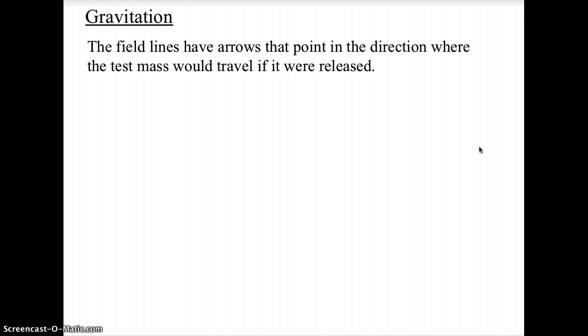The field lines have arrows that point in the direction where the test mass would travel if it were released. So here's my source mass. If I put a test mass right here, it would travel this way. If I put a test mass here, it would travel that way. If I put it here, it would feel a force pulling it in toward big M. So it'd get pulled in toward big M and it would travel this way. At the top, it would travel down, and so forth.